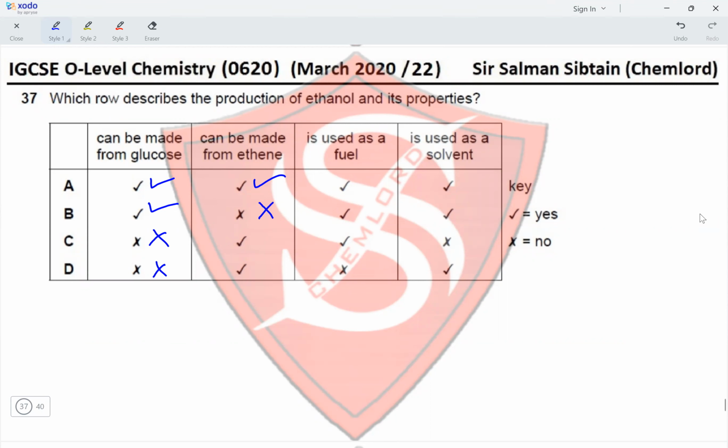Is used as a fuel? Yes. It is used as a fuel, as an alternate to petrol. And is used as a solvent. Alcohols are used as solvents. So this makes option A the correct option for this question.